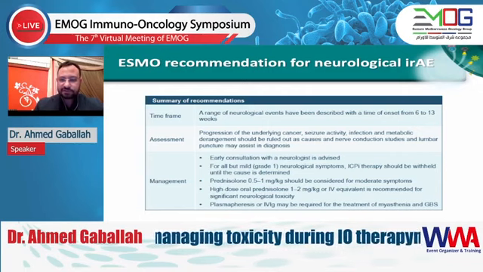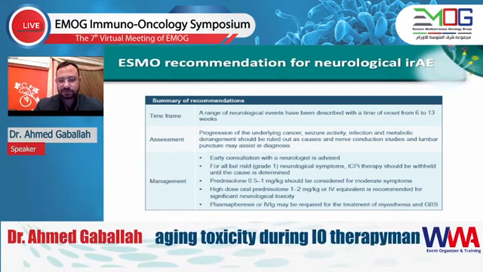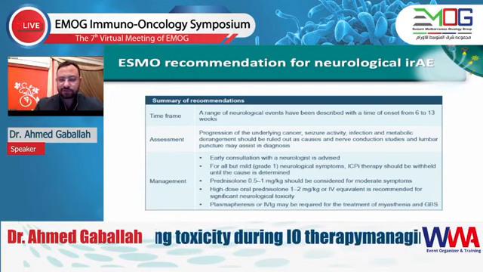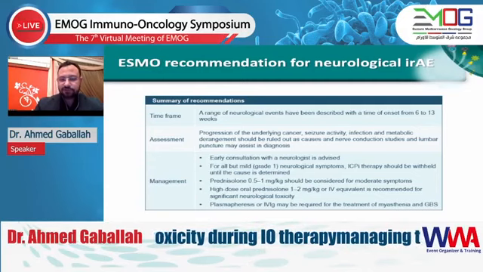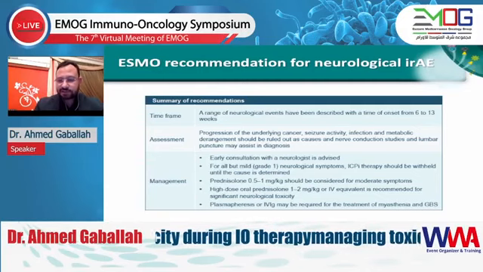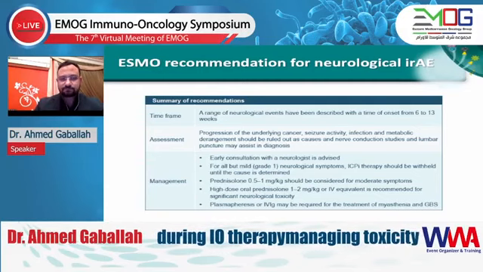Oral steroids should be started in moderate symptoms. High dose oral or IV steroids should be considered. Plasmapheresis or IVIG may be required to treat myasthenia gravis or Guillain-Barré syndrome.